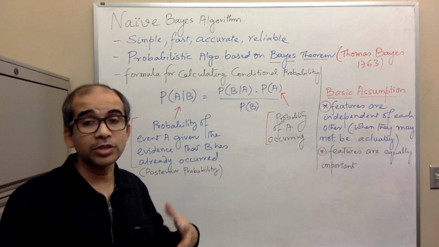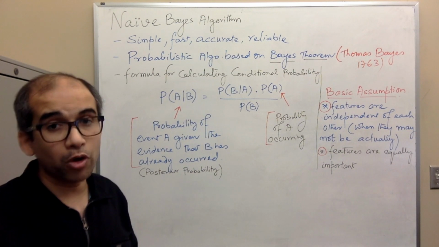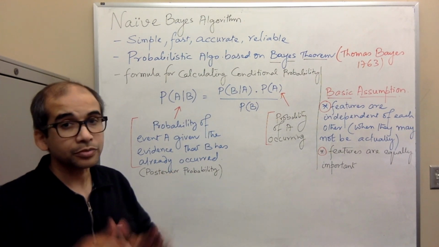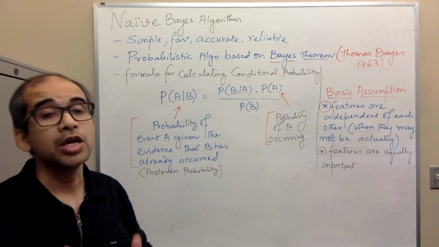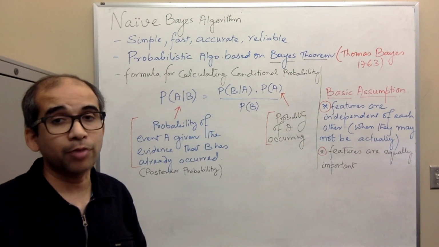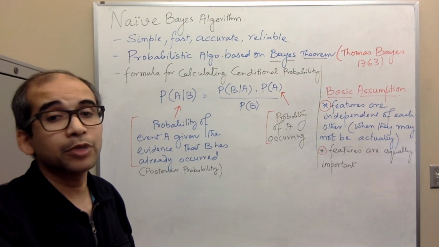Also, it's said that features are equally important. So every feature is equally important, and each has a contribution in deciding the posterior probability. And we will see some examples of this problem.